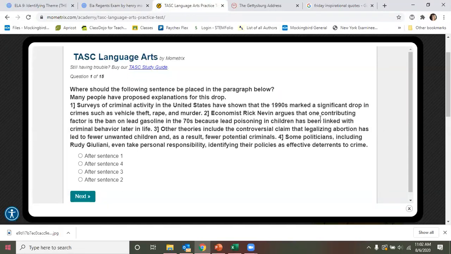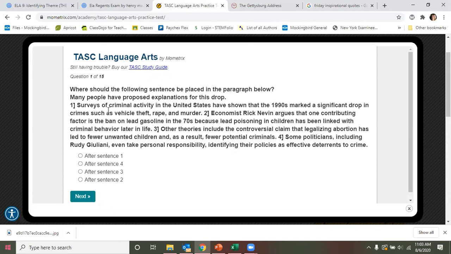Economist Rick Nevin argues that one contributing factor is the ban on lead gasoline in the 1970s, because lead poisoning in children has been linked with criminal behavior later in life. Other theories include the controversial claim that legalizing abortion has led to fewer unwanted children and, as a result, fewer potential crimes. Some politicians, including Rudy Giuliani, even take personal responsibility, identifying their policies as effective deterrents to crime. So, many people have proposed explanations for this drop. Where would this go?